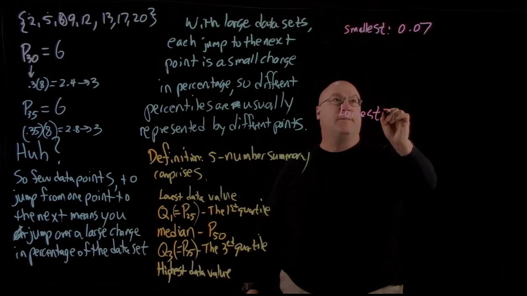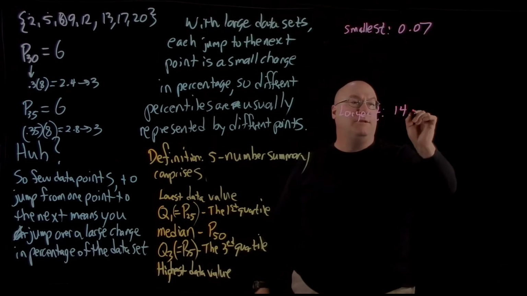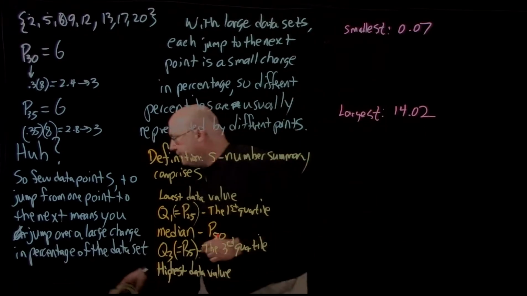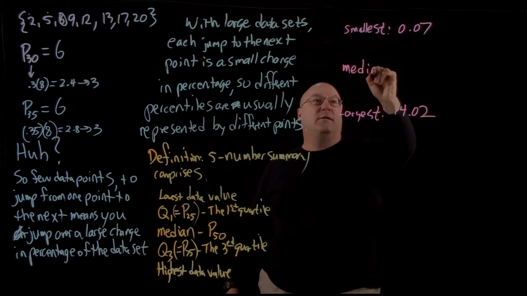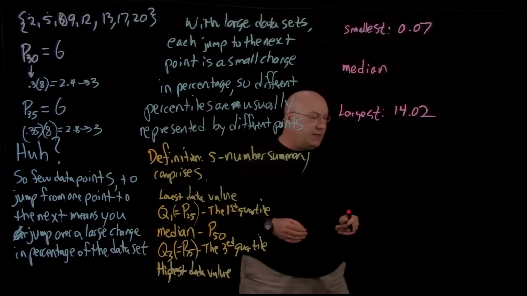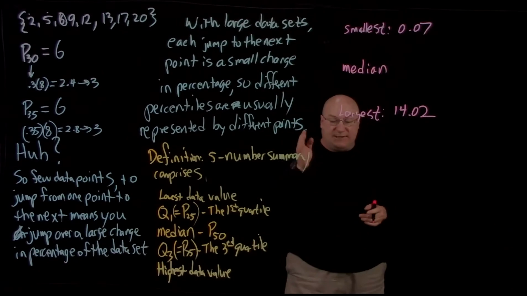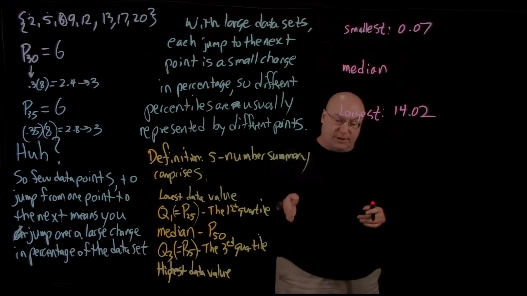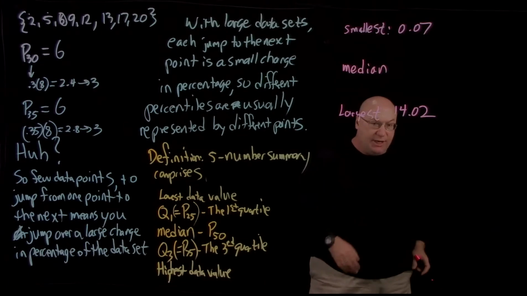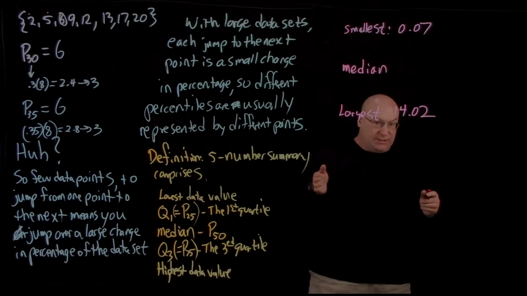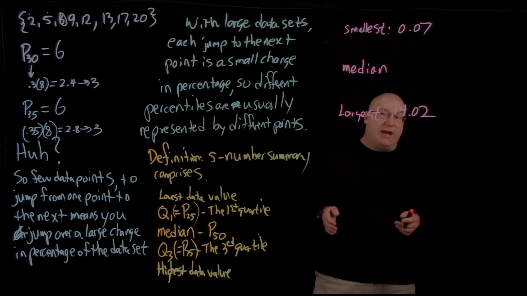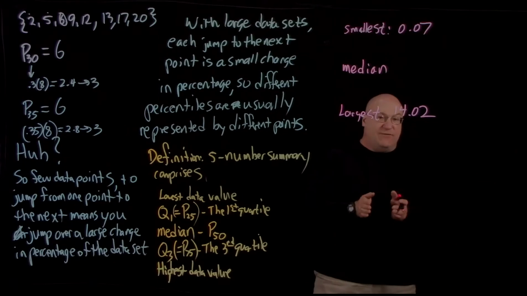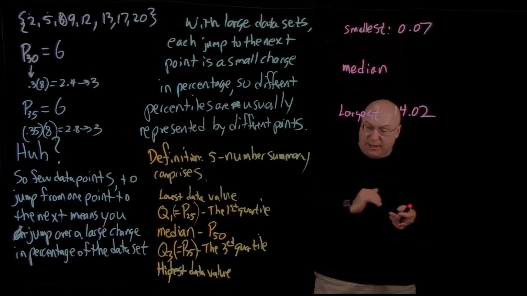Largest is 14.02. Okay, let's get the median. All right, the way you get a median is you go out and find that middle score. Since this is an even number of data values, we're going to take the average of the middle 2, correct? With 180 data values, I got to go find the 90th and the 91st and take their mean.